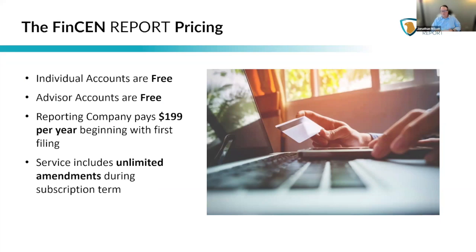As I mentioned, all these individual accounts are free. Your account working with clients is free. The reporting company is going to pay a $199 annual subscription. That doesn't apply until they actually press the button to file that first report. So all of the precursor work, all the preparation work, is free. Once they pay the $199 and the first report goes through, that covers the first year of service. If a beneficial owner should change and the flag goes up that you need to file the amendment, the reporting company is able to file that amendment simply with a click of a button at no additional charge. Unlimited amendments are included in the $199 fee.